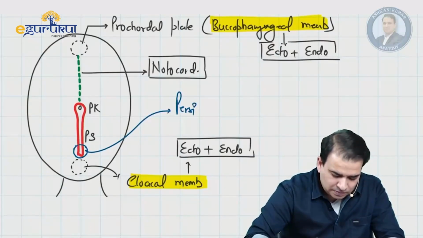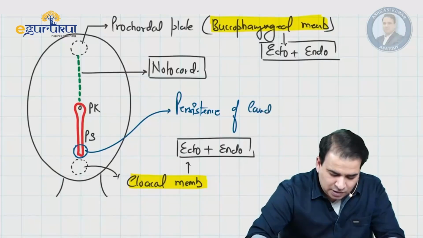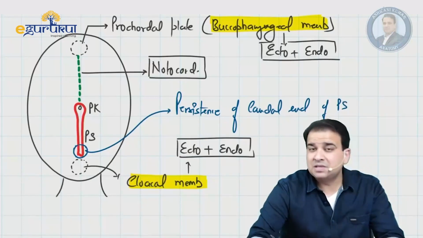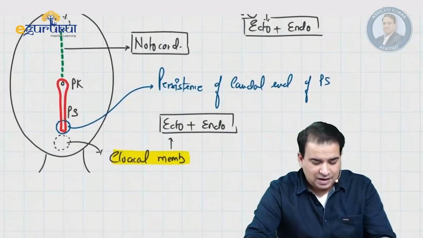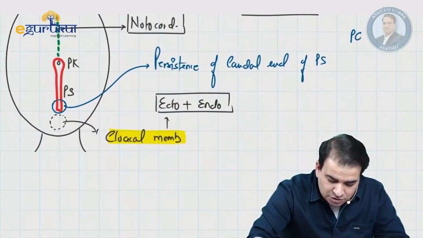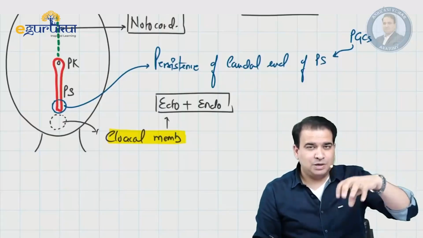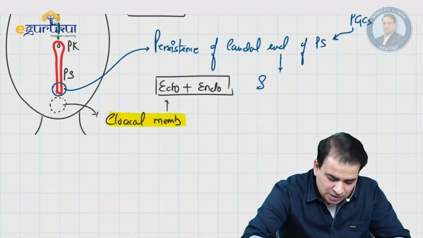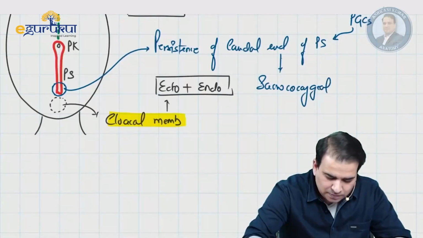Persistence of the caudal end of the primitive streak. In that persistent caudal end of the primitive streak, the primordial germ cells will come, and that can give rise to the sacrococcygeal teratoma.